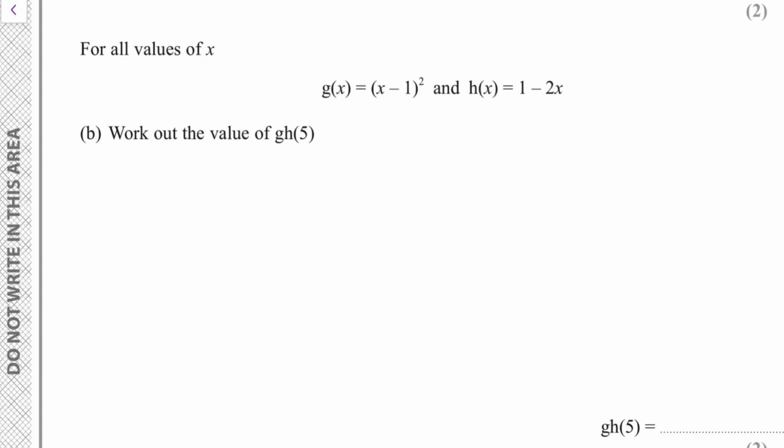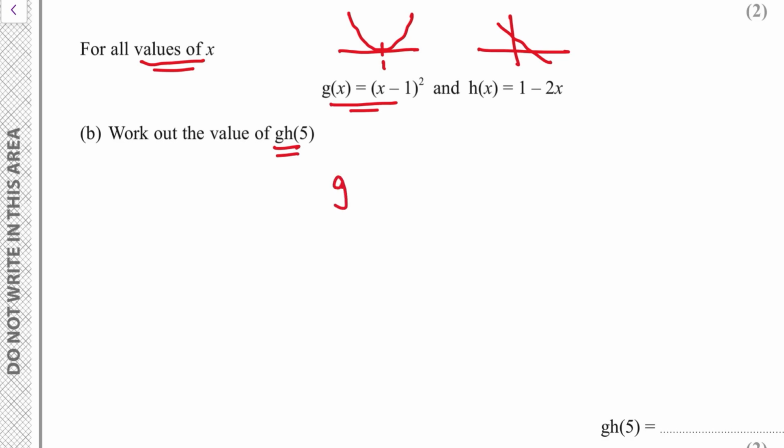So the second part says for all values of x, this is my domain or my input, which is a word you won't really come across until A level. And what I noticed is g of x, which is just, I might need to know, is a parabola which is shifted across by 1. And h of x is a line with a negative gradient that goes through 1. May or not be relevant, but I haven't wasted much time doing that. And then it says, oh, actually, this isn't too bad at all.